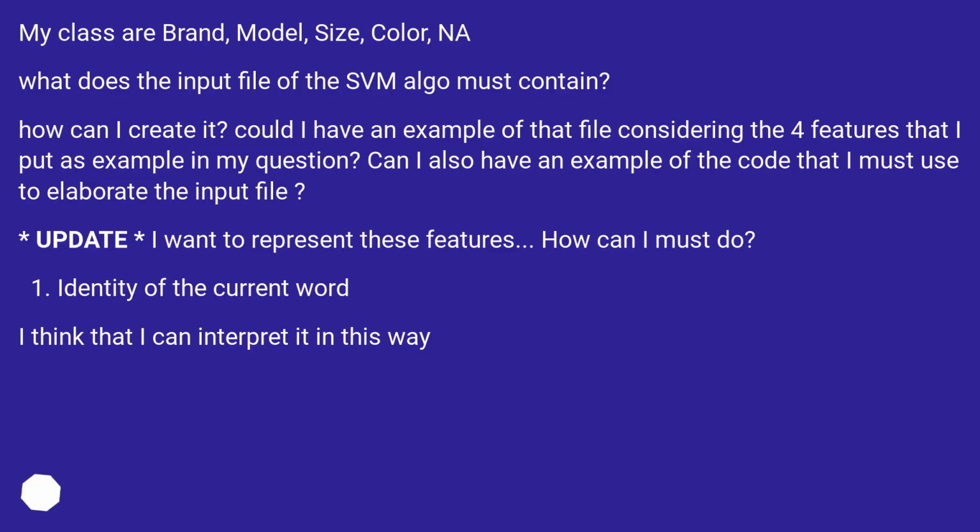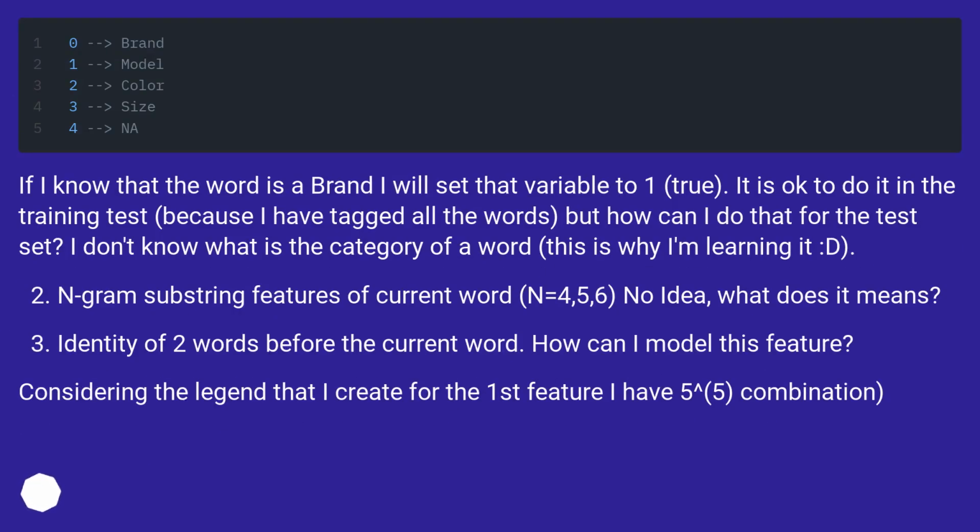Update. I want to represent these features. How must I do it? Identity of the current word. I think that I can interpret it in this way. If I know that the word is a brand, I will set that variable to 1, true. It is okay to do it in the training set, because I have tagged all the words, but how can I do that for the test set? I don't know what is the category of a word, this is why I'm learning it.